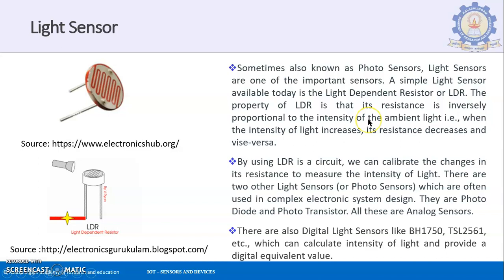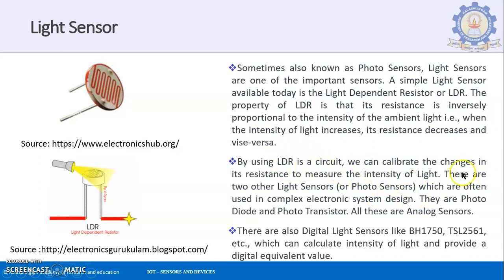The property of an LDR is that it measures resistance, which is inversely proportional to the intensity of light. When the intensity of light increases, the resistance decreases. So it becomes a good conductor when light is falling on it, and when light is not falling on it, it becomes a poor conductor. By using an LDR in a circuit, we can calibrate the changes in its resistance to measure the intensity of light. You can measure how much light is falling on that particular LDR using the resistance value that you are reading from the microcontroller.